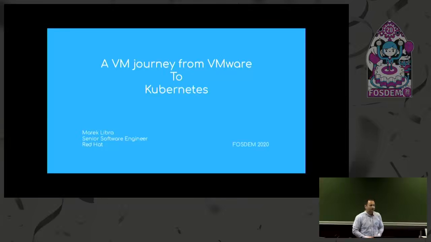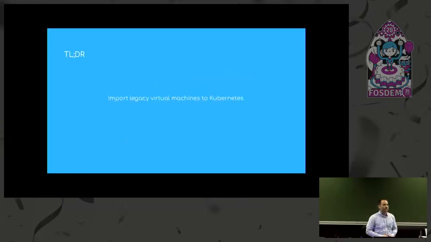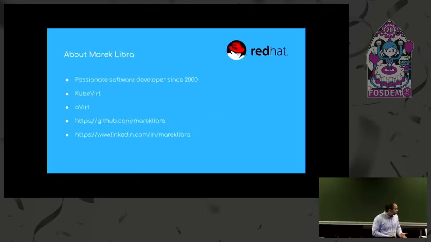Okay. Good afternoon, my name is Marek Libra, and I will tell you how a virtual machine can be taken from VMware to further live in Kubernetes. As you probably know, Kubernetes operates containers, and for quite a long time already even virtual machines. And we have recently added the possibility to take over a legacy virtual machine from VMware as well.